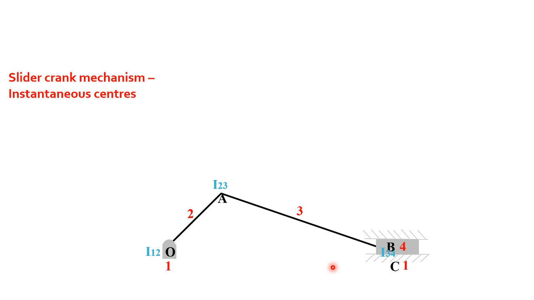I14 means it is the center between 1 and 4. What is 1? 1 is the fixed link and 4 is the slider. So where will we locate I14? That is the question. In the previous mechanism, the 4-bar mechanism, I14 is located at the fixed point itself, because 4 rotates about 1 at that point. Here this 4 is not rotating. Instead 4 is sliding, so there will be a change.